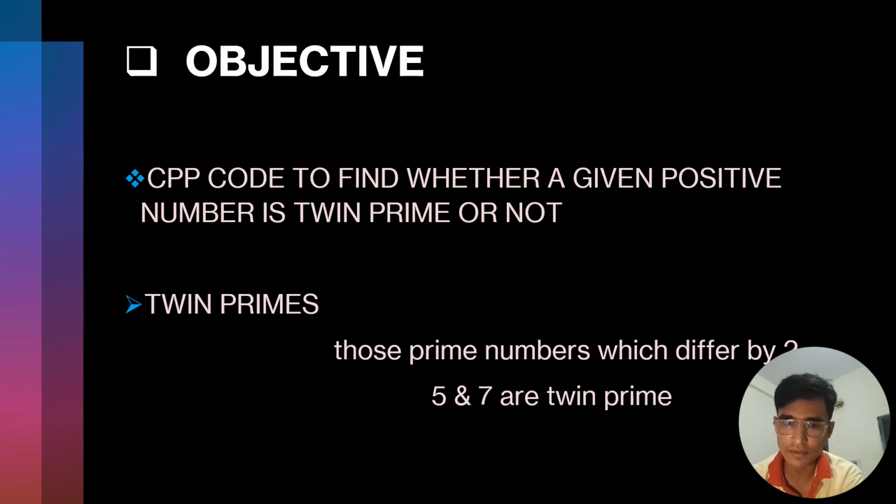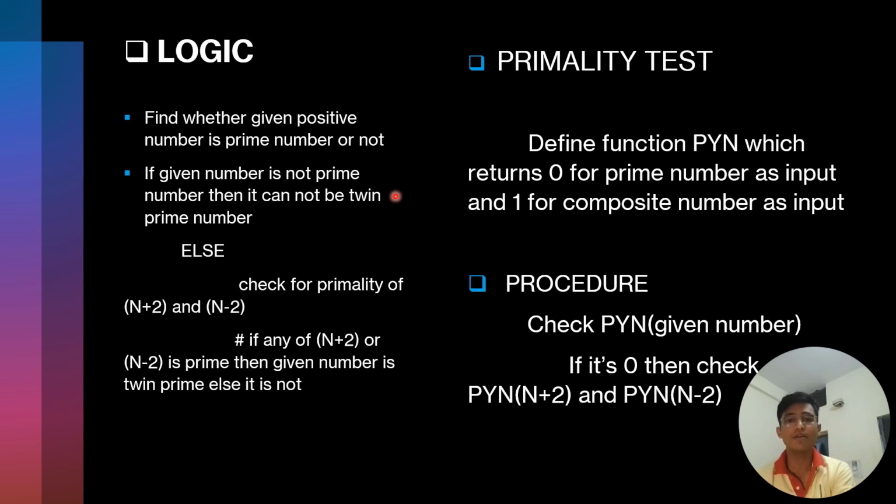of twin primes. So the logic behind our code will be to find whether a given number is twin prime or not. We need to find whether a given number is a prime number or not, because twin prime is a greater restriction on the prime numbers. So first, we will try to find whether the given positive number is a prime number or not.